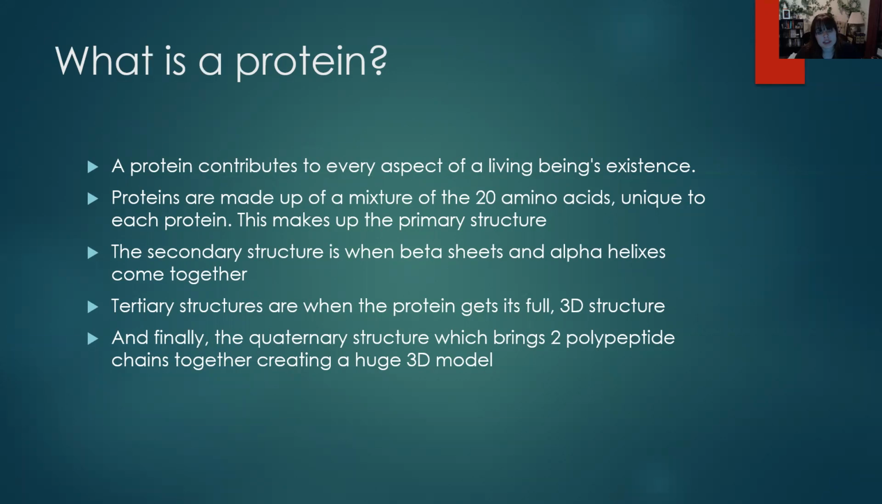The secondary structure is whenever beta sheets and the alpha helixes come together. And then tertiary structure is when a protein will start getting its full 3D structure. So finally, a quaternary structure. This is whenever two polypeptide chains come together to create this huge 3D model.